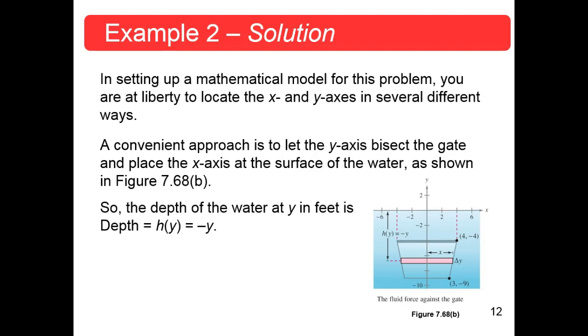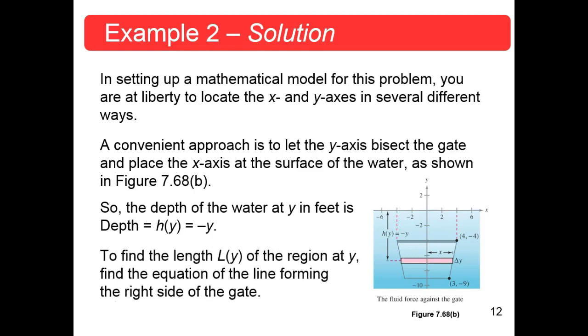Double negatives here drive me a little nuts. Okay, your h of y then would be minus y. We just made it y because we're going positive down. But then your depths are going from -4 to -9, which if you're integrating upward is from -9 to -4, which doesn't seem like it should be, but it is.